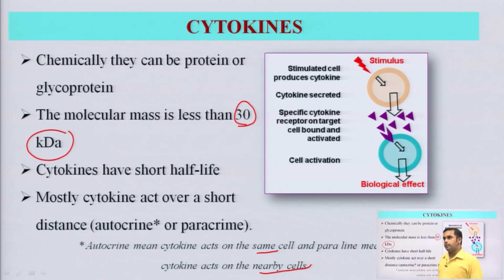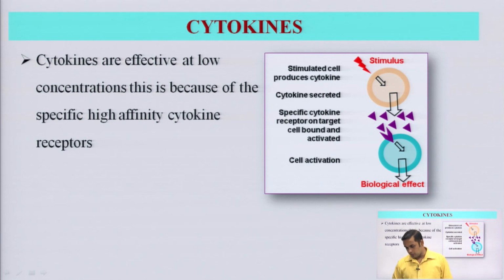That is why, if only a cytokine is responsible for a disease, it is very difficult to target it using a small molecule. You have also seen that it works in a localized area, and these are effective at low concentration. This is because of the specific high affinity of the cytokine receptor. Some receptors will bind only that particular cytokine, and it will not bind anywhere else. It will not travel too far away from the site of action, and it will directly bind with the receptor.